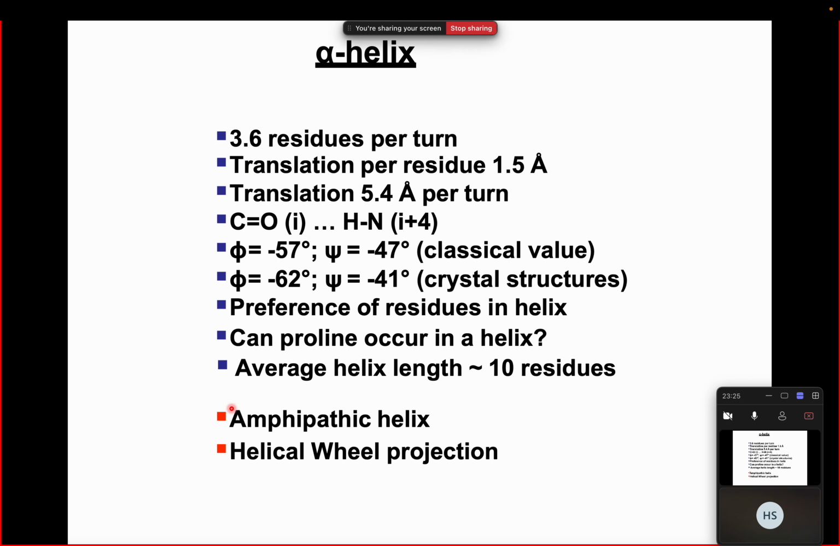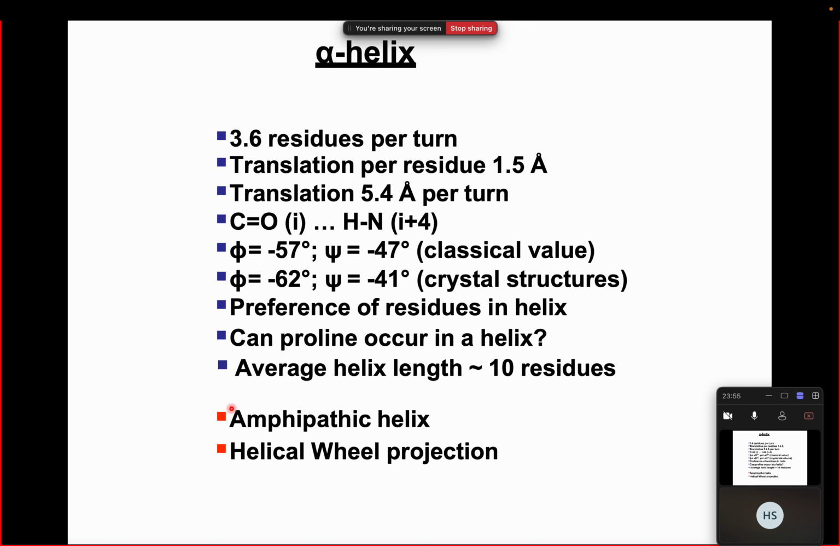Then the phi and psi angles are minus 57 degrees and minus 47 degrees. As for the preference of residues in a helix, we have 20 amino acids, right? Not all the amino acids like to stay in the helix. Why? For example, glycine is a very small residue, so wherever it fits, it will prefer to fit in the helix structure wherever the helix needs to get some turns.